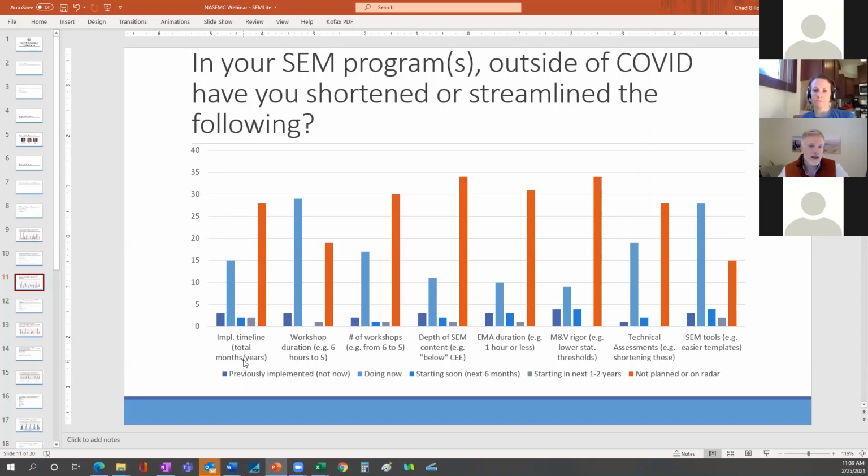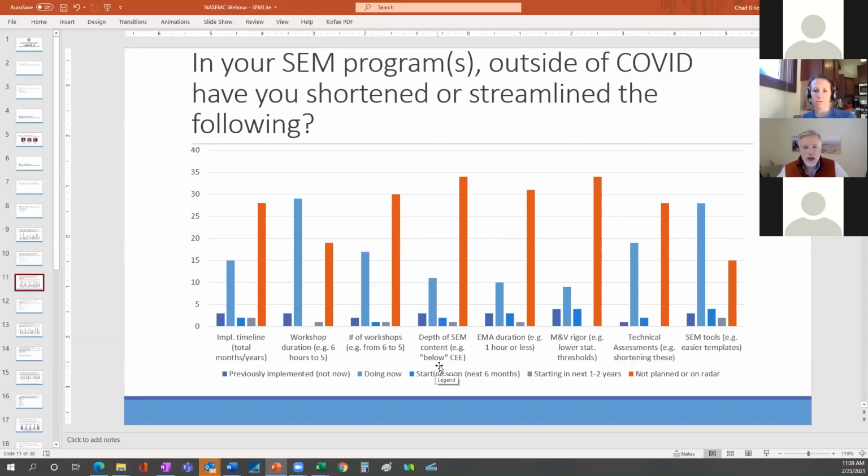Implementation timeline, hopping around here just to call out in rough magnitude. Shortening the time frame, like if it used to be a year-long or an 18-month-long program, perhaps making that a shorter amount of time. Shortening the number of workshops people attend. So if you had 6 in a given year, you may have shortened it to 5 or 4 or some other number. But a few other things as well.